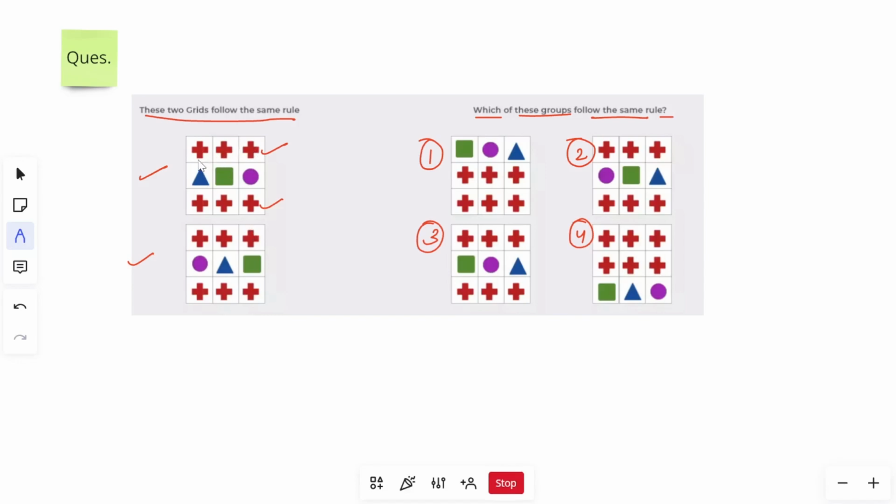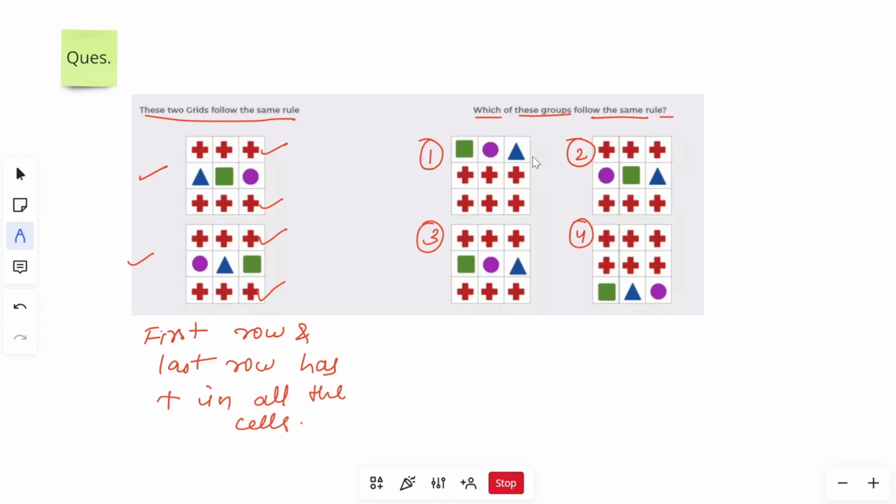See now, in the first row and the last row we have plus here. Here also in the first row and the last row we have plus here. So the logic is first row and last row has plus in all the cells. Basically, based on this rule we have to find out.